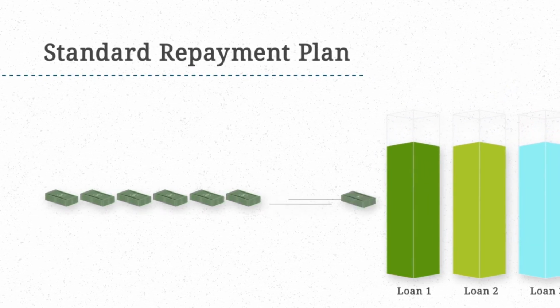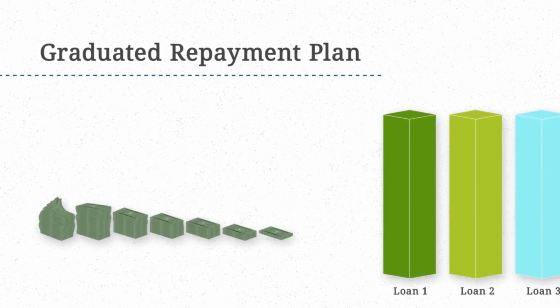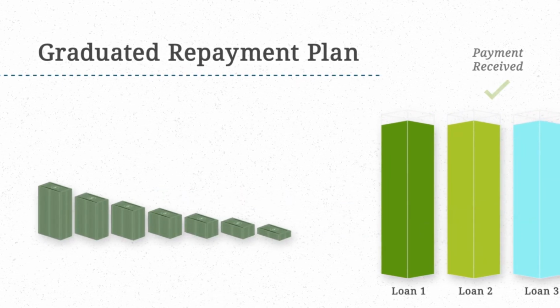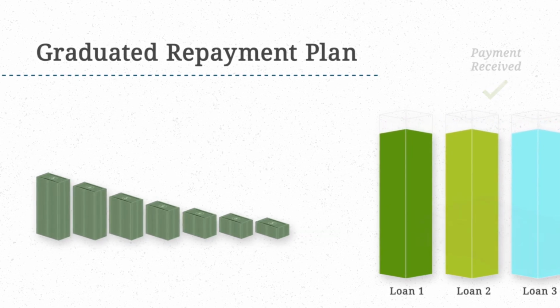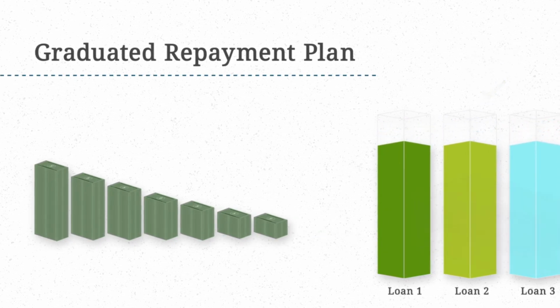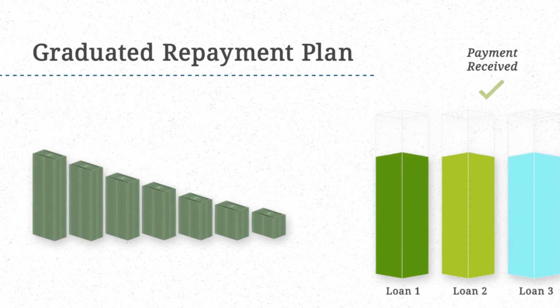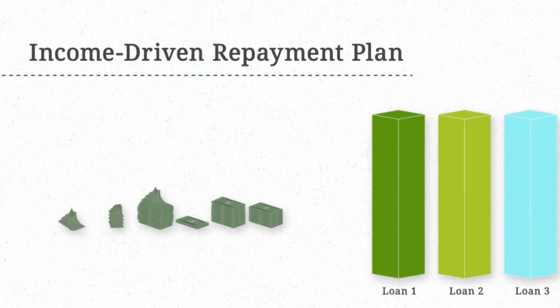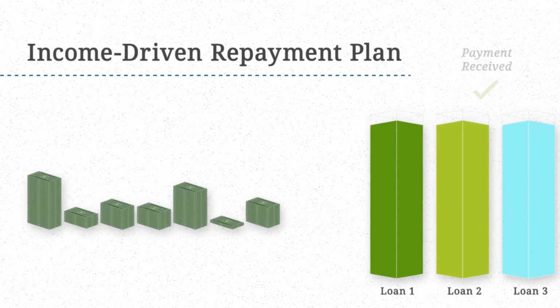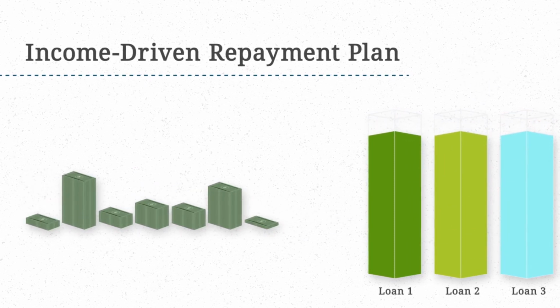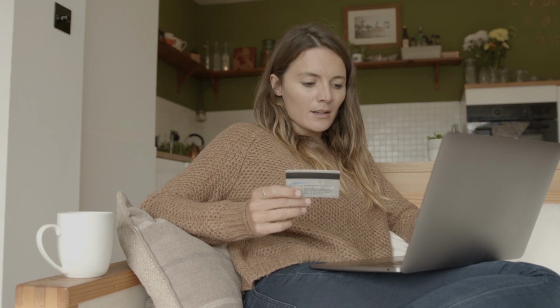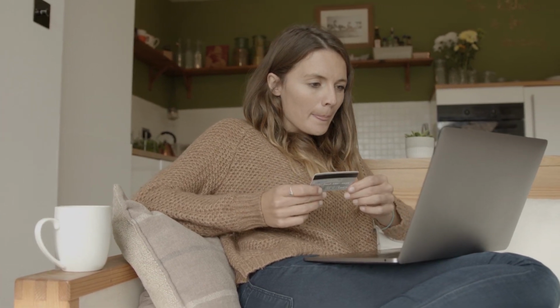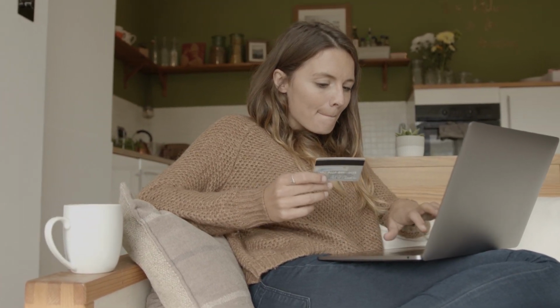There are several repayment options available to help you manage your student loan debt. Some of these options include standard repayment. This is a fixed monthly payment over 10 years. Graduated repayment. This option starts with lower monthly payments that gradually increase over time. Income-driven repayment. This option ties your monthly payment to your income, so it may change over time. Loan consolidation. This option combines multiple loans into one loan, which may lower your monthly payment.